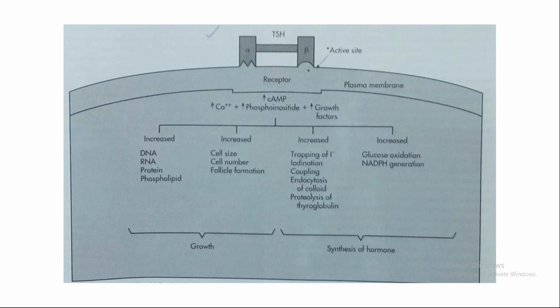Thyroid stimulating hormone also increases the blood supply to the thyroid gland, and it also increases the size and number of follicles that you can see in this slide. It increases the size and number of follicles. Therefore, a chronic rise in thyroid stimulating hormone causes thyroid hypertrophy or goiter. So this is about the thyroid stimulating hormone.